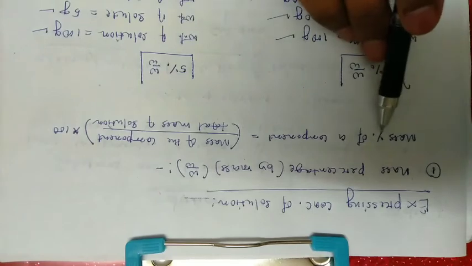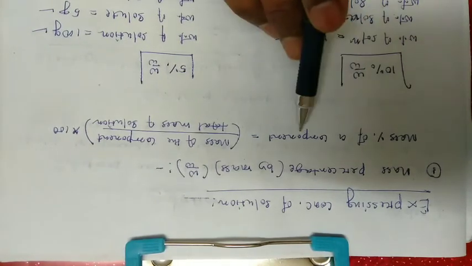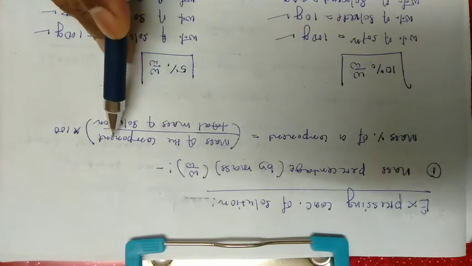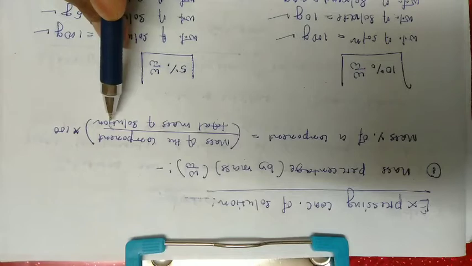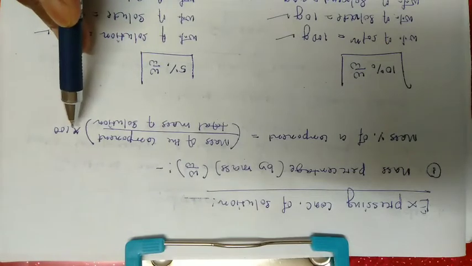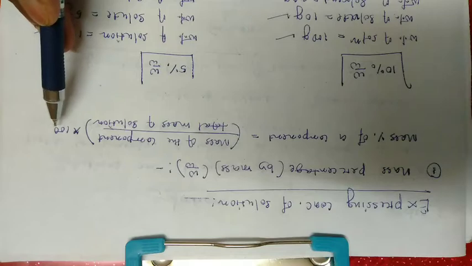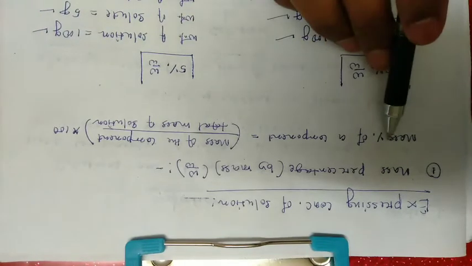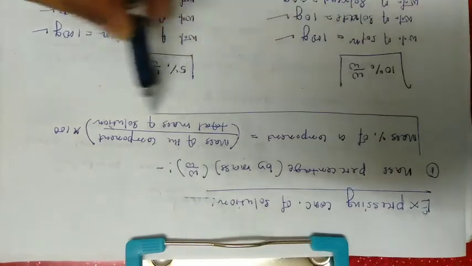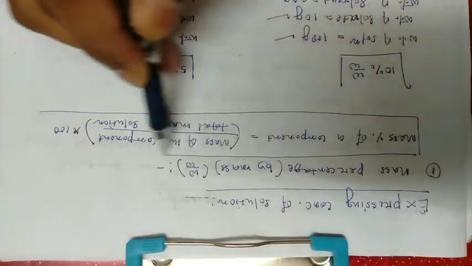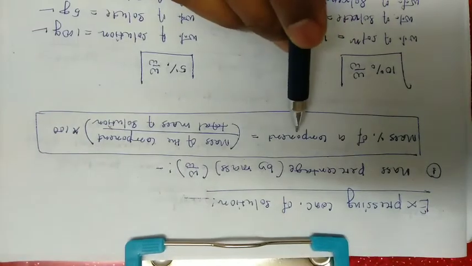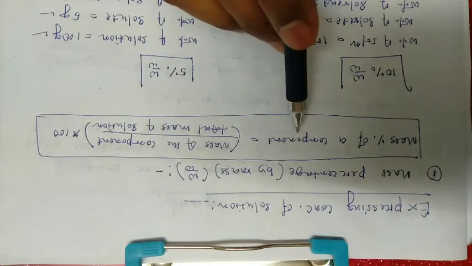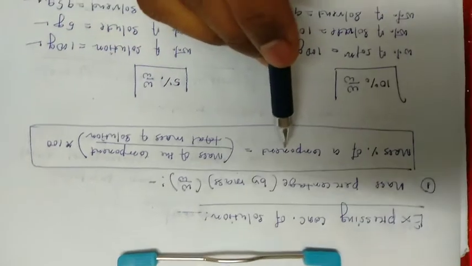So the mass percentage of a component in a solution is equal to the mass of the component divided by the total mass of solution, and the whole relation is multiplied by 100 to convert into percentage. So this is the mathematical relation to find out the mass percentage of any component in a solution. Component means solute and solvent for a binary solution.